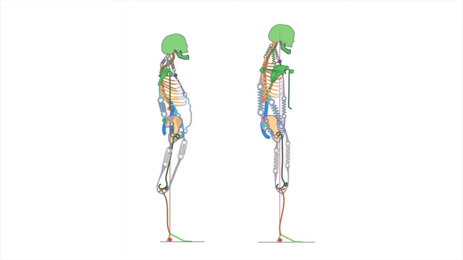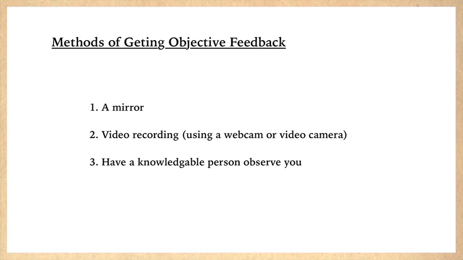I will go into more detail on how to get objective feedback in the next installment of this series. But to give you the quick answer, you need either a mirror, a video recording, which can be done with a webcam or any video camera, or you need someone to observe your adjustment. To give a quick example of how this works, say your order is to move the iliacs back and up away from the side of the knee.